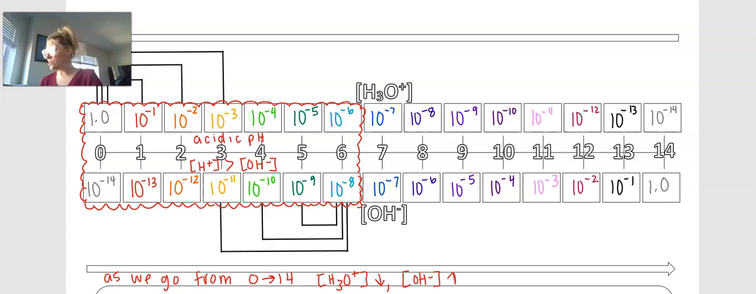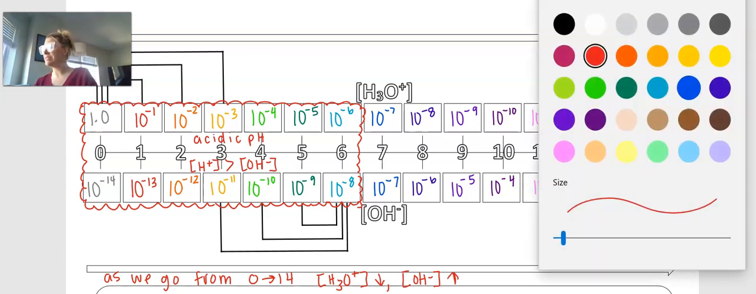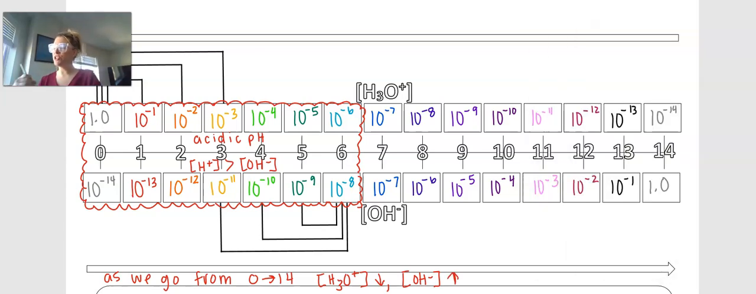And it's going to continue to do so until it reaches that pH of 7, which I just mentioned is our neutral pH, okay? And it's a special point because it is the point at which we have equal concentrations. So this is our neutral pH. And again, our concentrations are equal. H plus is equal to OH minus, okay?